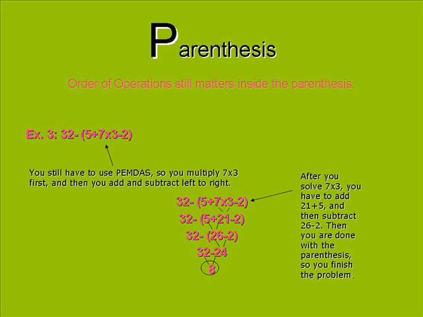Order of operations still matters inside the parentheses. You still have to use PEMDAS, so you multiply 7 times 3 first, and then you add and subtract left to right. After you solve 7 times 3, you have to add 21 plus 5, and then subtract 26 minus 2. Then you are done with the parentheses, so you finish the problem.